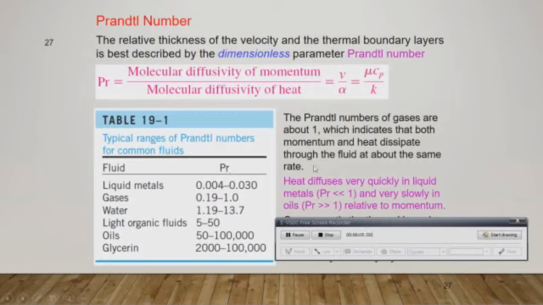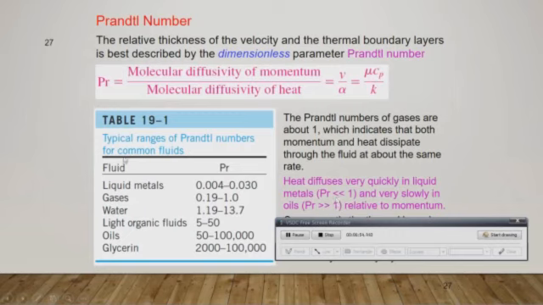Next one is the Prandtl number. The Prandtl number is the relative thickness of the velocity and thermal boundary layers, described by the molecular diffusivity of momentum over the molecular diffusivity of heat. So it means that the Prandtl number is the ratio of momentum, which is the movement of the molecule due to the speed itself, over the movement of the molecule due to the heat. That ratio will determine the Prandtl number.